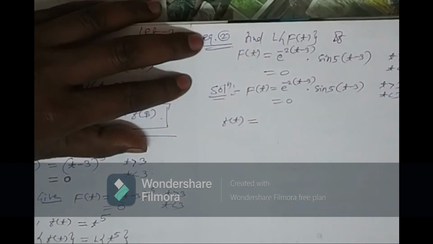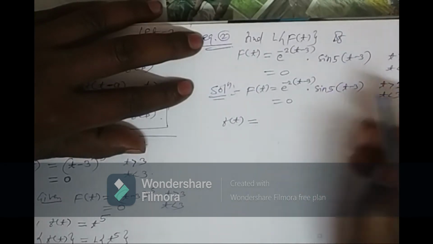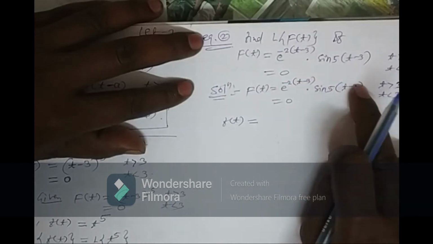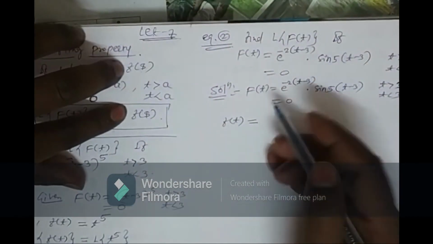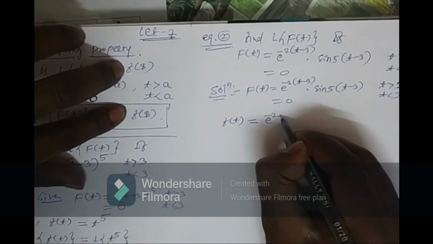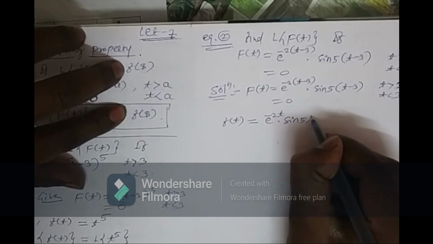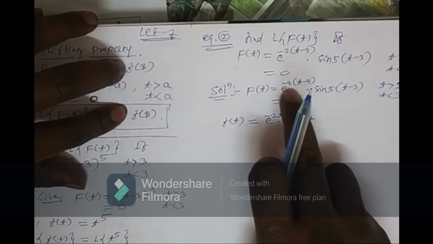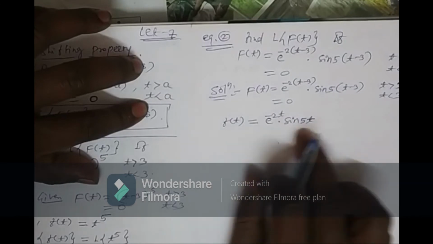So small f of t is, look at this. This term is your a, so that means we have to hide 3. Here there is minus 3 and here is also minus 3. If you hide this minus 3, what we get? We get e raised to minus 2t and here it will be sine of 5t. Now how to find Laplace transform of this?